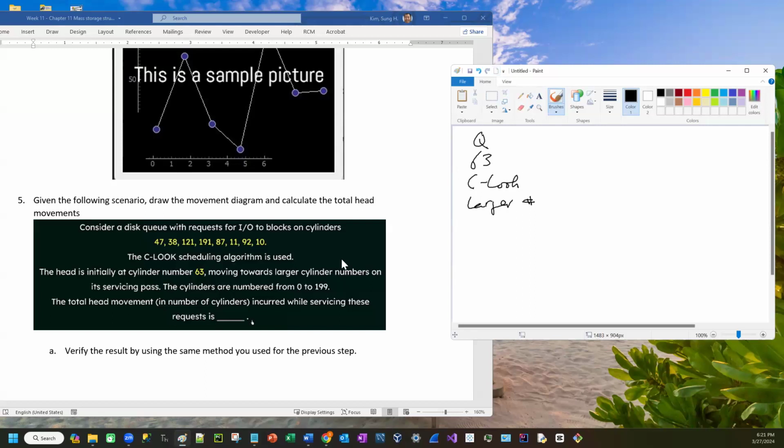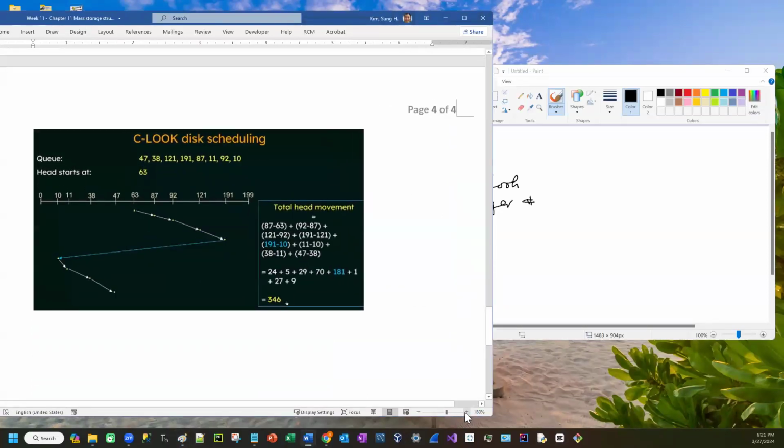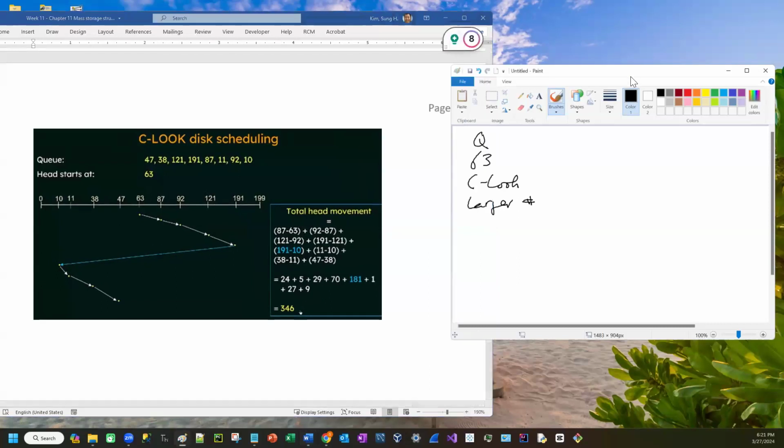What's the total head movement, right? So the way you do them is kind of like this. All right, so let me make that a little bit bigger for you, right? And then I'll just kind of try to do this. Maybe I'll just kind of talk about it here, okay? So that way you'll see it a little bit better. So what you do is the C-LOOK.